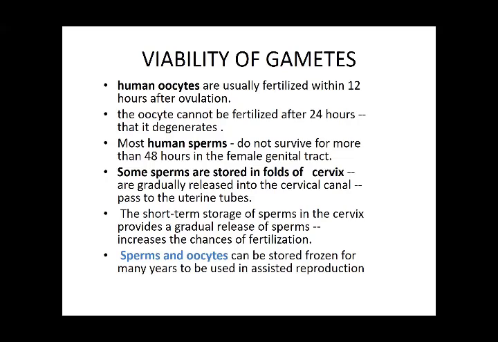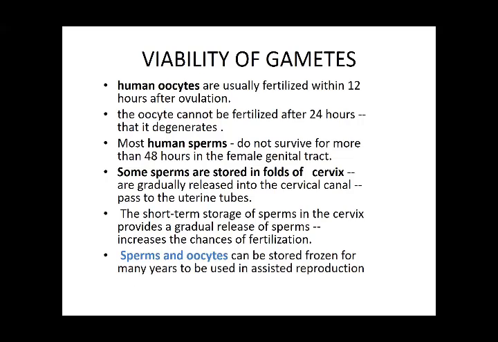How long can these gametes survive? The human oocytes can usually be fertilized within 12 hours after ovulation. After 24 hours, they degenerate. And the human sperms survive more than 48 hours in the female genital tract. So it's roughly 24 hours for the oocyte and double that for the sperms.